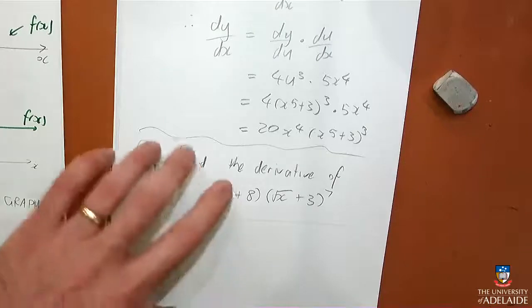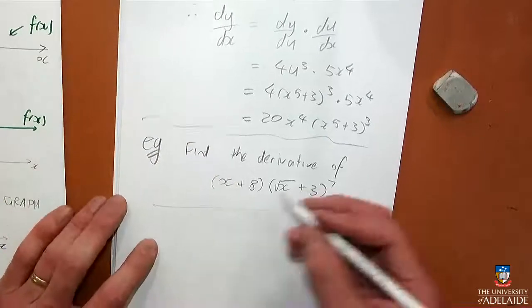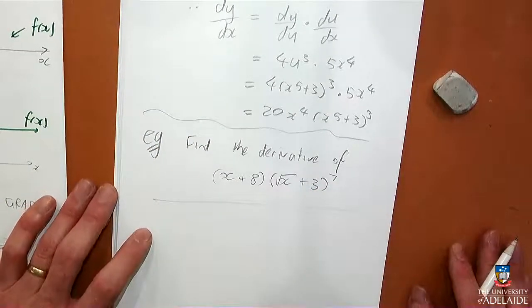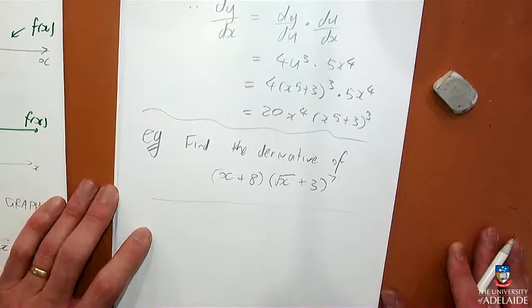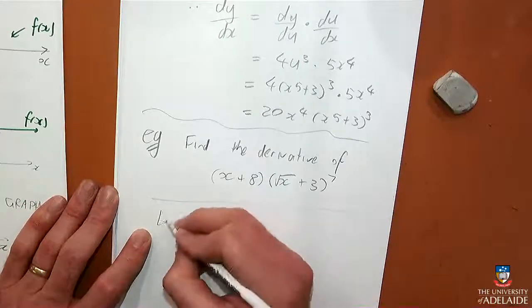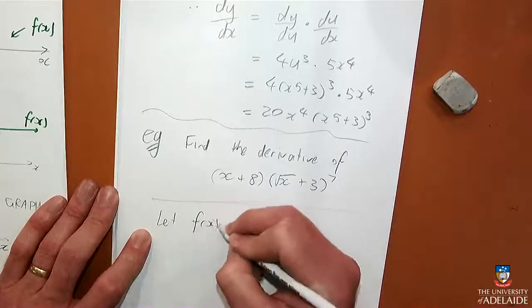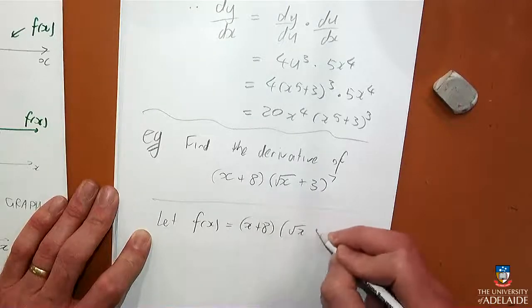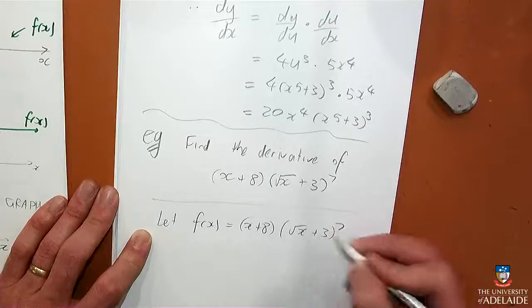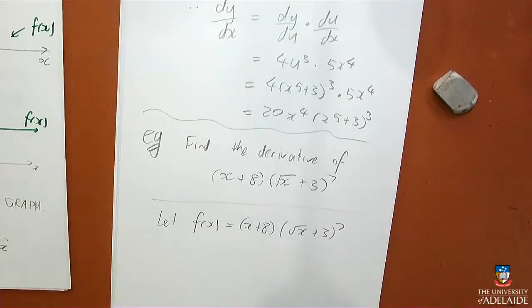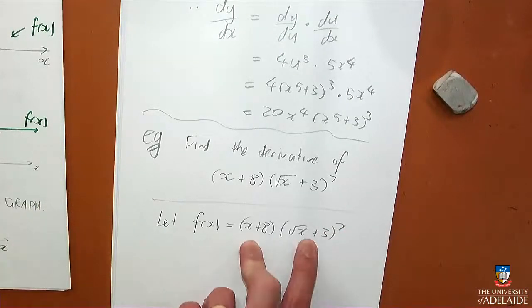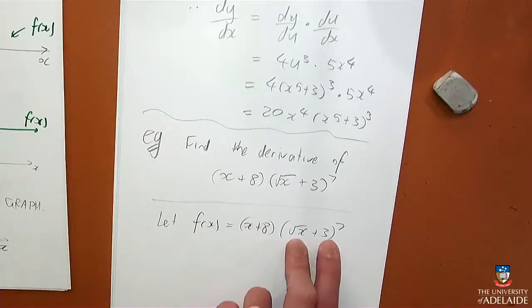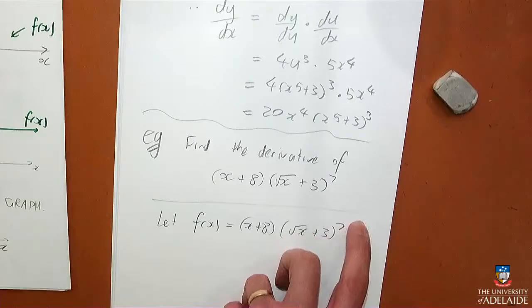So find the derivative of this. Well, I need to give it a name. And I find it productive to call it f of x. It's a little easier to write. So let's say let f of x be equal to x plus 8 root x plus 3 to the 7. Now I can see it's made of two pieces. There's this bit and this bit. Okay. And I can see that this bit has a thing inside something else.